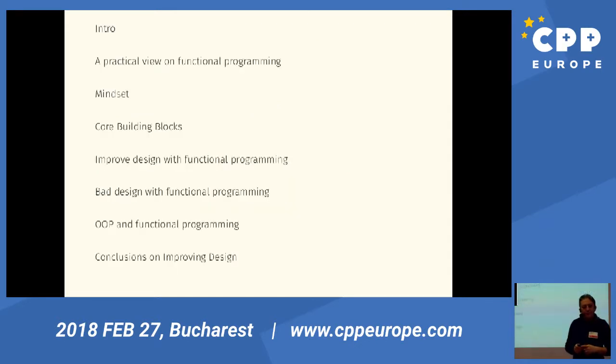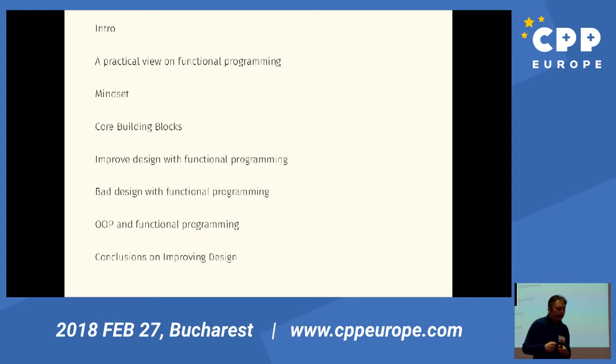Okay, so what will I be talking about? I'll do first a bit of intro and then move on to the practicalities of using functional programming. The most important thing from this talk is the mindset. The other things are about how to write the core building blocks in C++ and how to improve design, and when, from my experience, design has gone bad when I've used functional programming. So we'll talk about this, and we'll end on a discussion about the relation between object-oriented and functional programming.